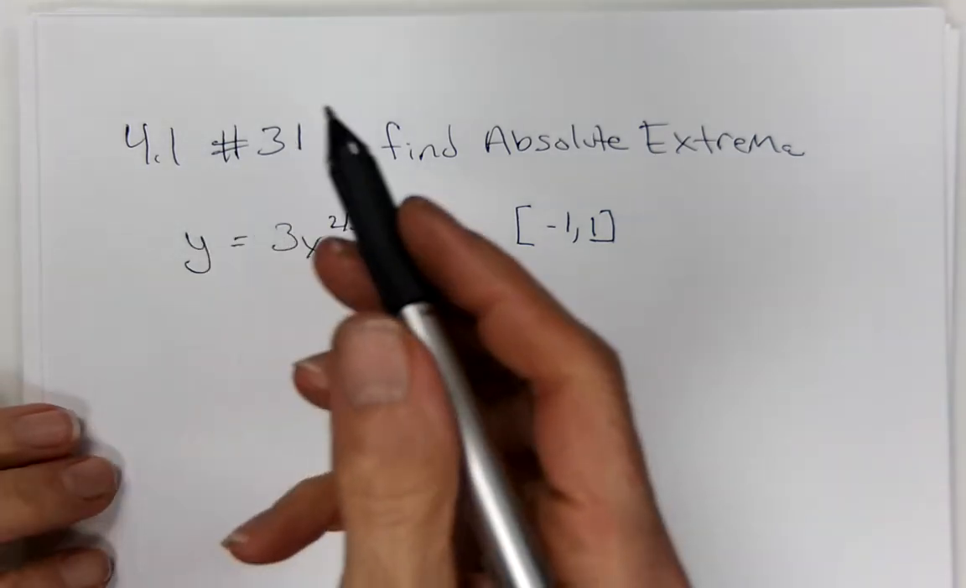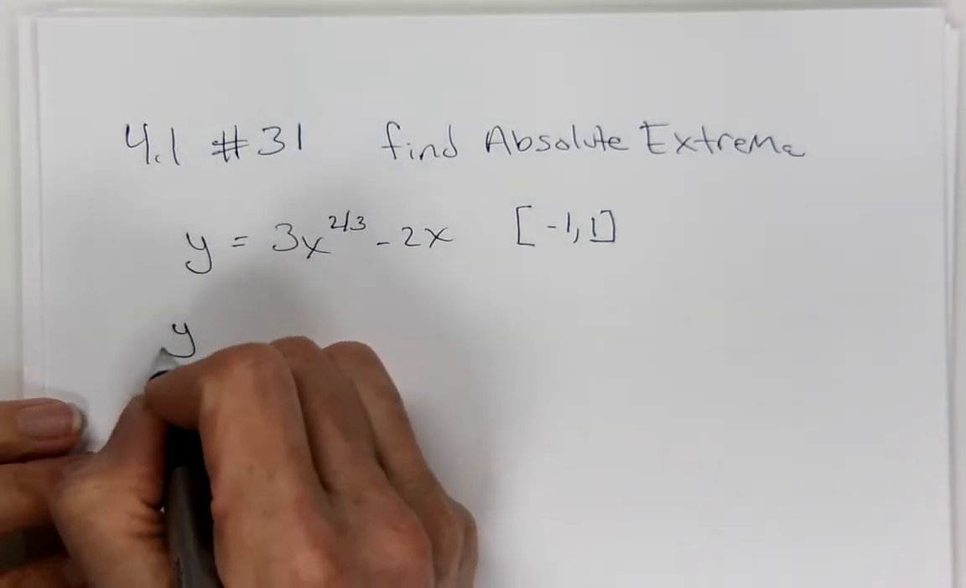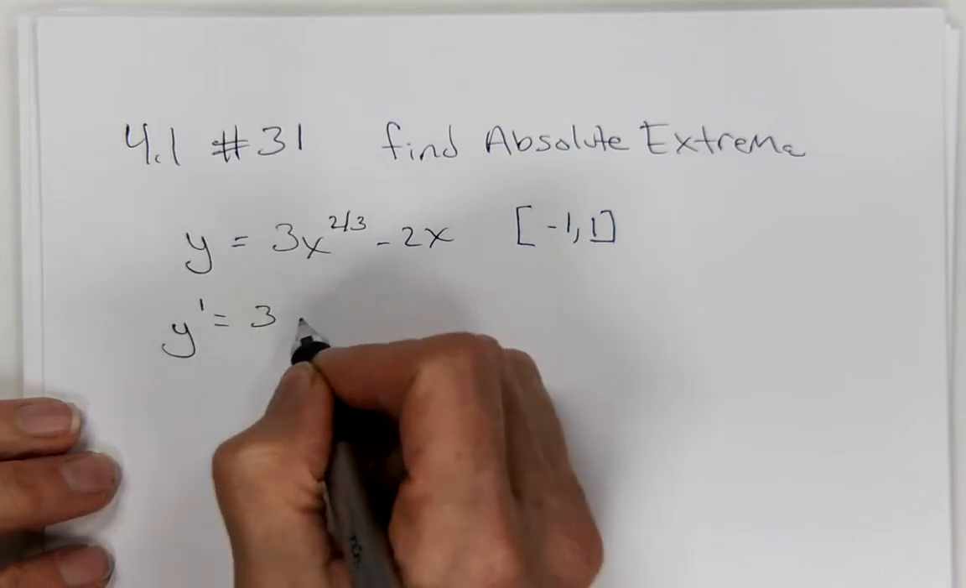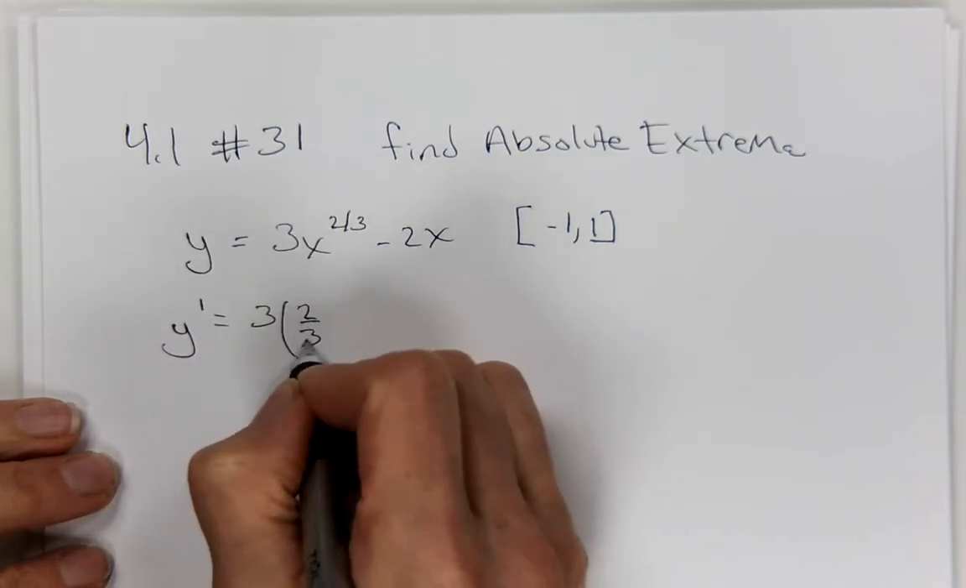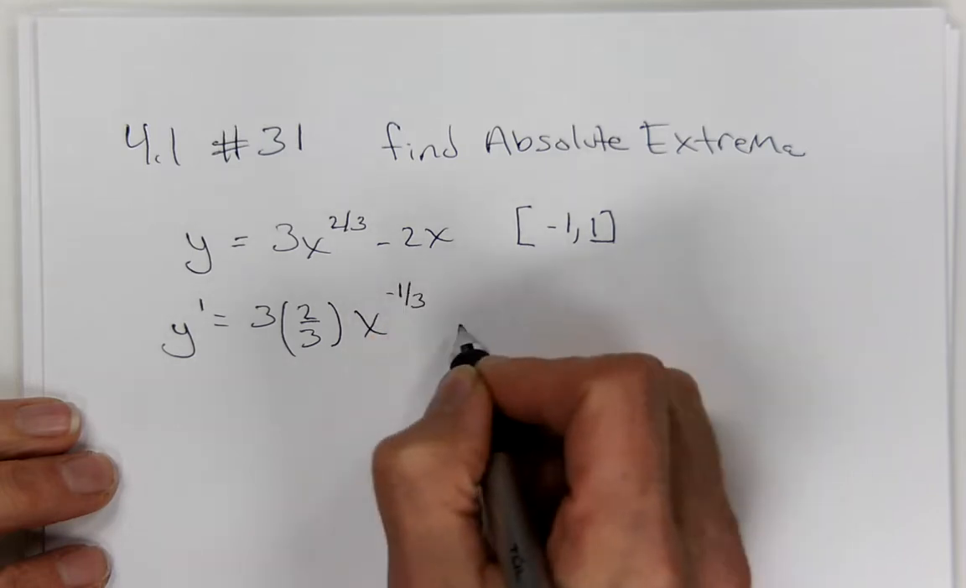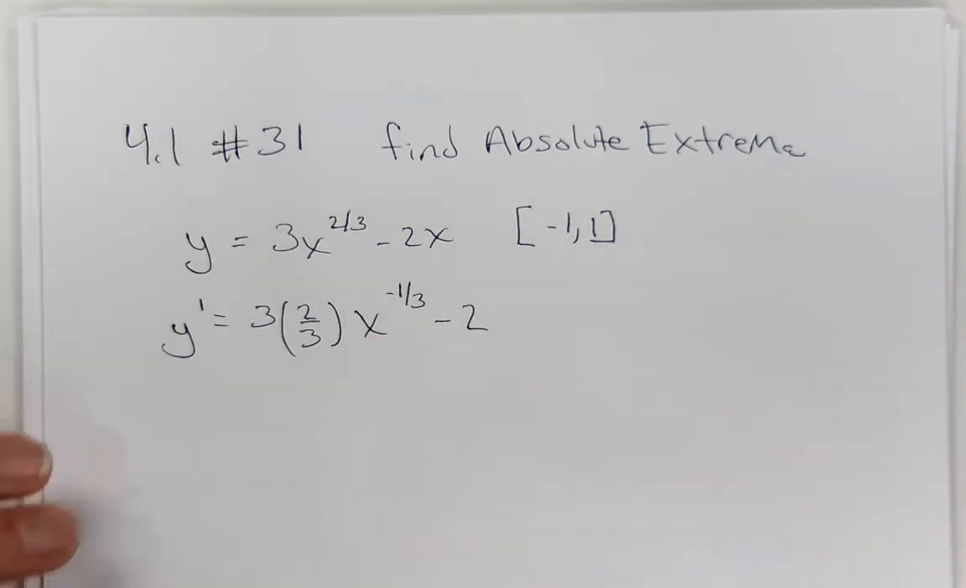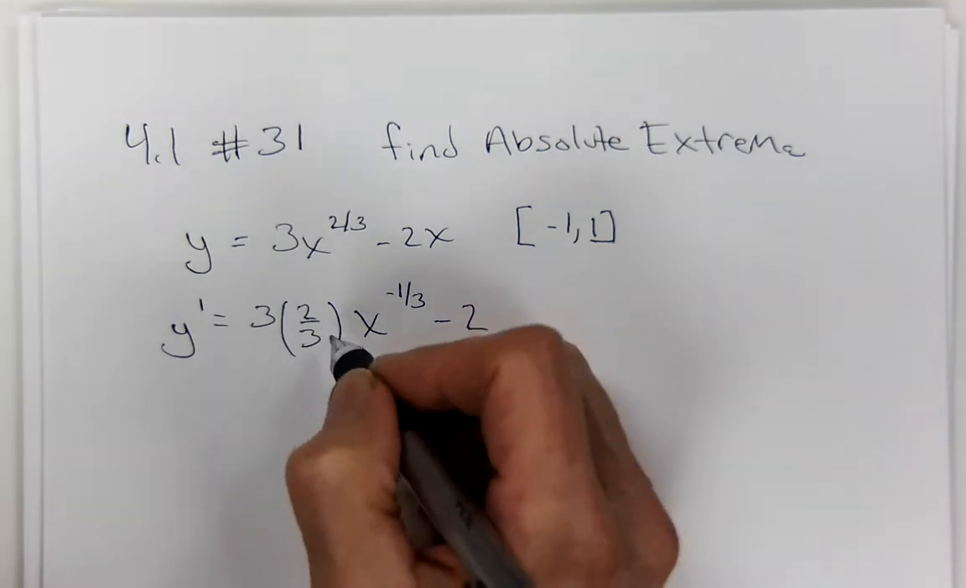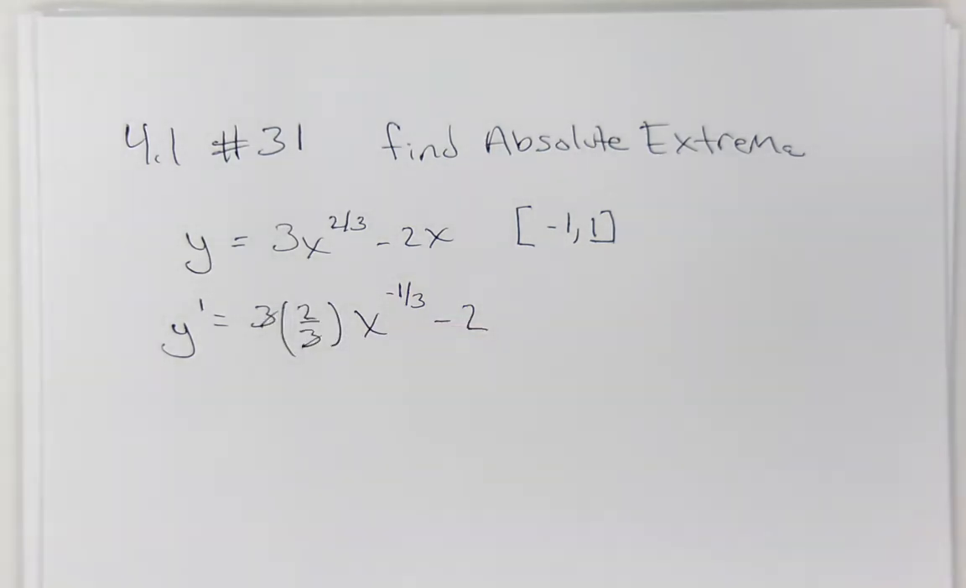So for finding the critical numbers, we'll have y prime equals 3 going along for the ride. Bring the exponent forward 2/3, rewrite the base, take 1 off the exponent, negative 1/3, minus 2. And our 3's cancel, so that works out kind of nice. And we want to recognize that there is a negative exponent, so there's a denominator, but you don't want to have separate fractions. You need to have one whole fraction.